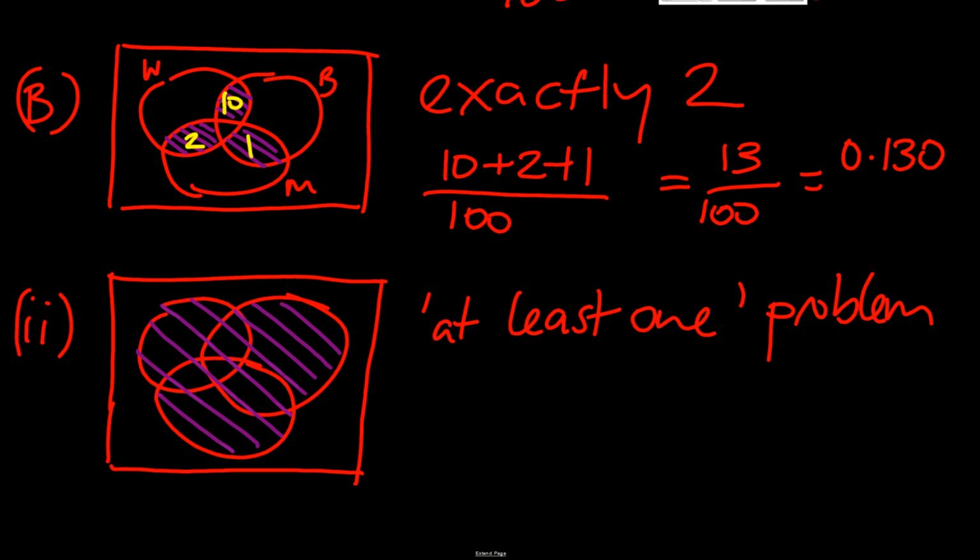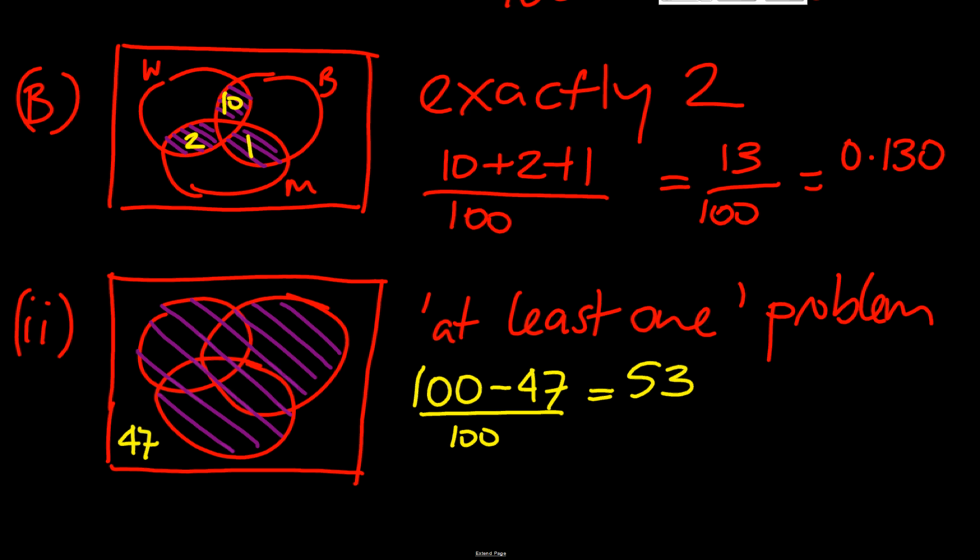So we've got 2 routes through this question. We could either add up all the numbers inside, or we could look at the complementary probability quite quickly, because we can see that there are 47 plants outside of the circles because they've got no problems. So that means all the rest of the plants do have a problem. That would be 100 minus our 47, meaning 53 plants out of the 100 have the problem.